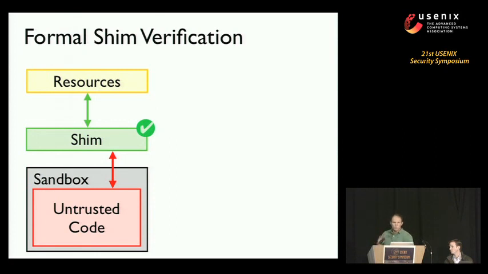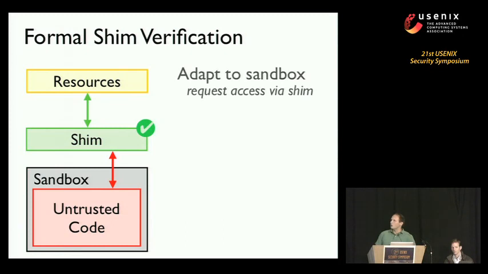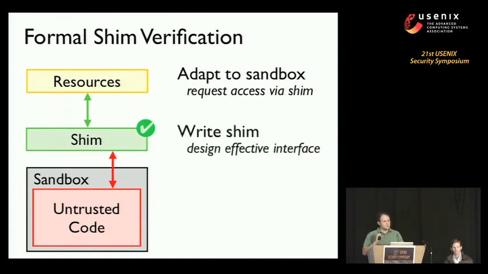And so the workflow for when we want to implement formal Shim verification is to first adapt the untrusted code to a sandbox. And that requires going in and finding all the places where that code tried to access some sensitive resource, and instead replacing it with a request to access that through the Shim. The next thing we need to do is design the Shim so that it accesses the resources and provides an interface that the untrusted code is able to be effective, to actually accomplish what the code is supposed to do.